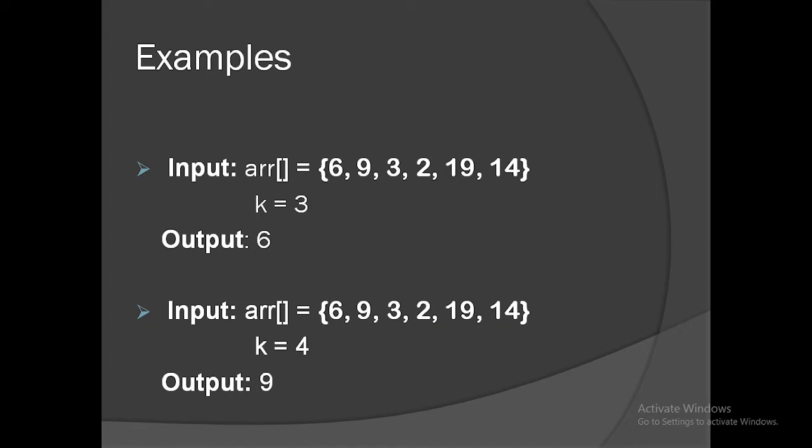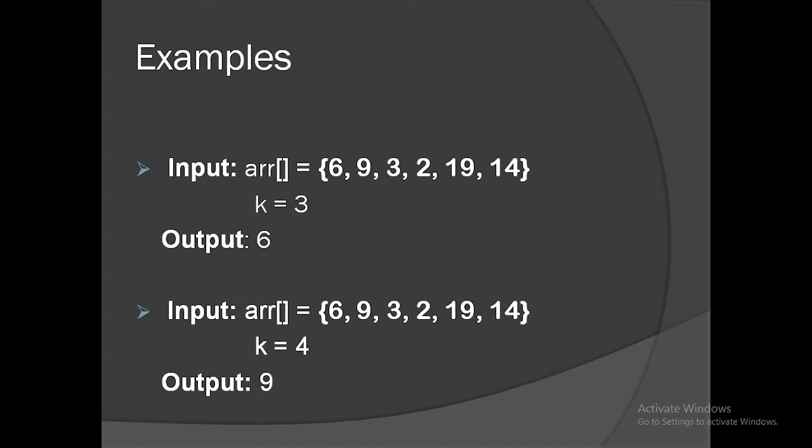Similarly for the next one, when we send the same array and k is given as 4, what should the fourth smallest element be? We saw in the above example that the third smallest element is 6. So the next, the fourth smallest element, would be 9.